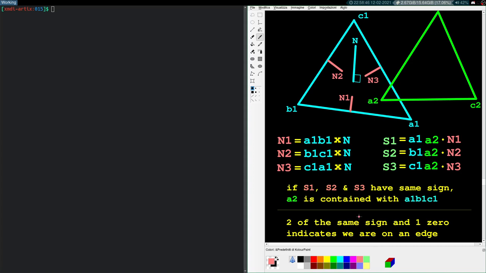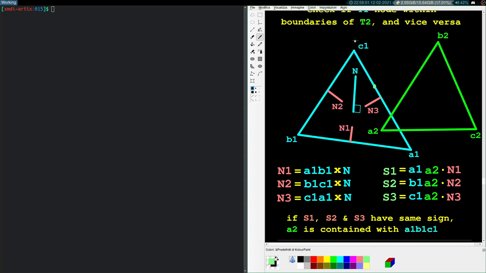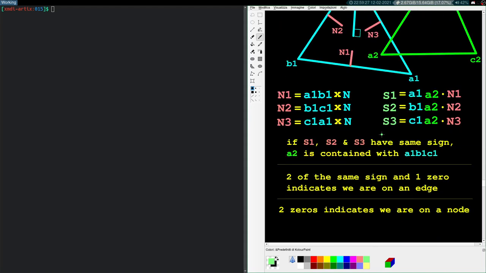And I should say, if you have some zeros in there, it may be fine depending on how you want to count intersections or not, because if you have two of the same sign and one zero, that means that triangle A2 would be on an edge, like here, for example. And if you had two zeros, that would mean that you're on a vertex, like C1 there. Now, you may look at this and see a difference from previous videos. In previous videos, I actually had 6 equations to evaluate. That was just so I could make things very simple for people to understand. When we have to do things efficiently, I don't want to do any extraneous calculations. So I'm only going to take three dot products here to evaluate whether or not we're inside the triangle or not.